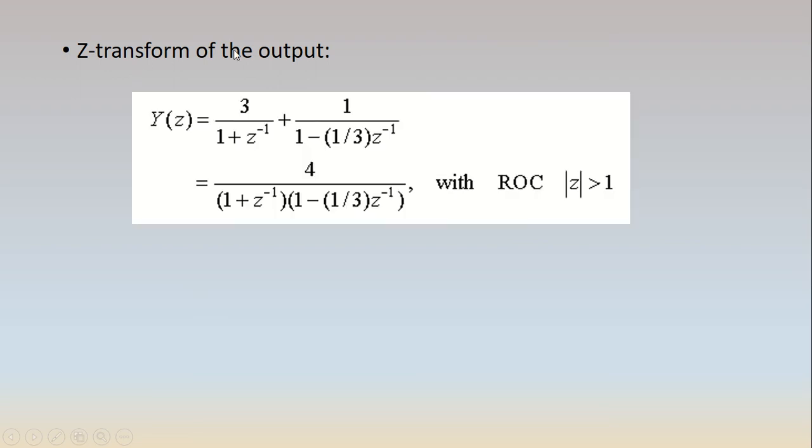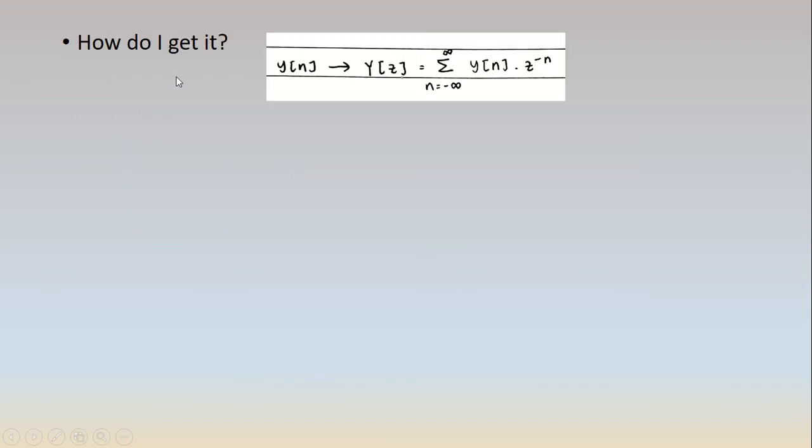Next, we will do the Z transform for the output. We will get this equation. So how do I get it?